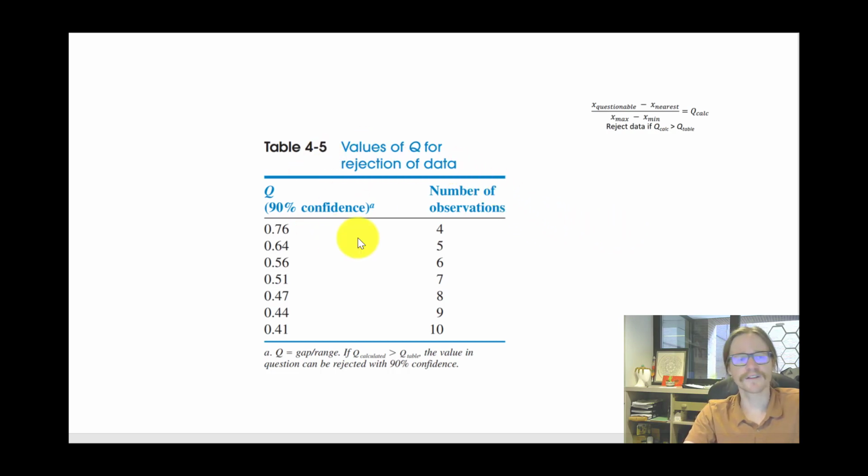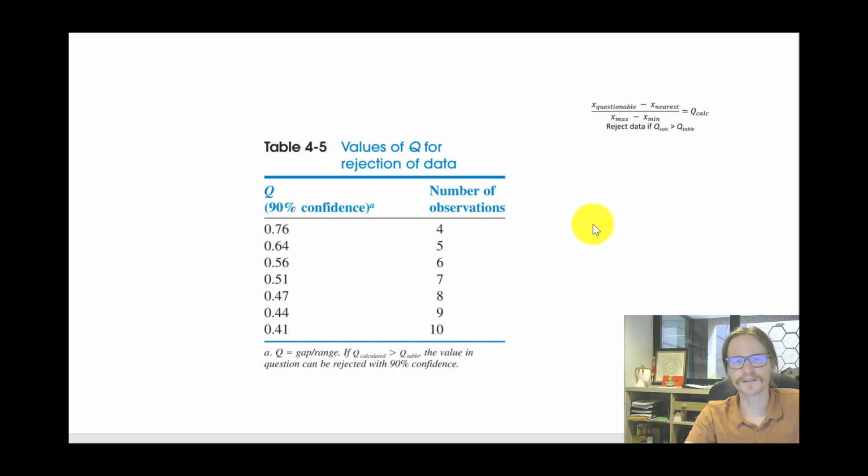Typically, Q tests are done at 90% confidence, which is why your textbook has only the 90% confidence input here. And then here we have the number of observations. So how many measurements did you do? Again, the expression for determining the calculated Q value is the questionable value minus the nearest, divided by the range, max versus min. And you would reject that data point, meaning you would strike it from your data set, if the calculated value was in excess of Q table.